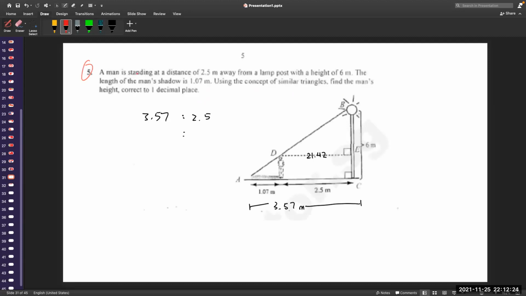All right, so we should be doing question 5. Over here, it says use the concept of similar triangles. Can you still remember what's the concept of similar triangles? Yes. Okay, so what's the concept of similar triangle?